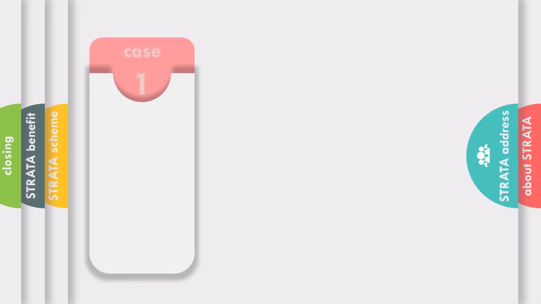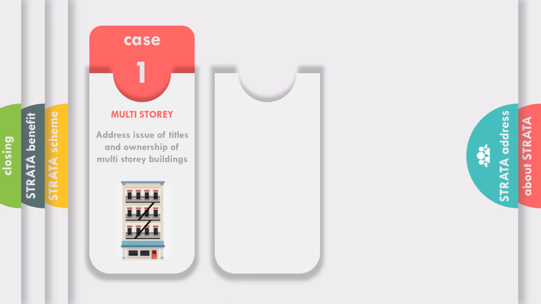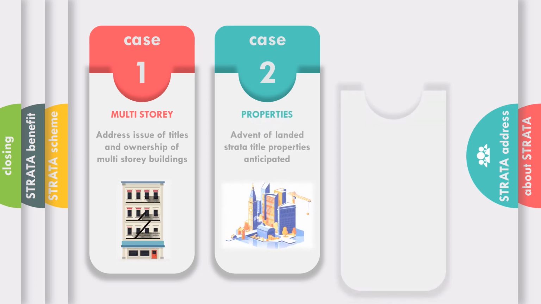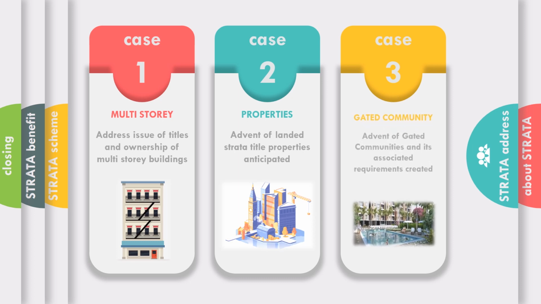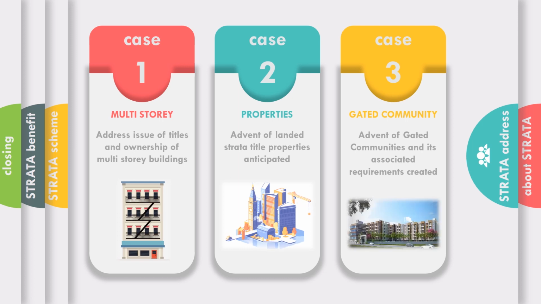What does Strata Title address? First, the Strata Title Act was created to address issues of title and ownership of multi-story buildings in the country which were not properly or adequately dealt with by the subsidiary title section of the NLC, which is the National Land Code. Second, the advent of landed strata title properties was anticipated but inadequately addressed by the amendment to Section 6(1) in 1996. Third, the advent of gated communities and its associated requirements created a need to amend the Act to accommodate them. This was done in 2007.